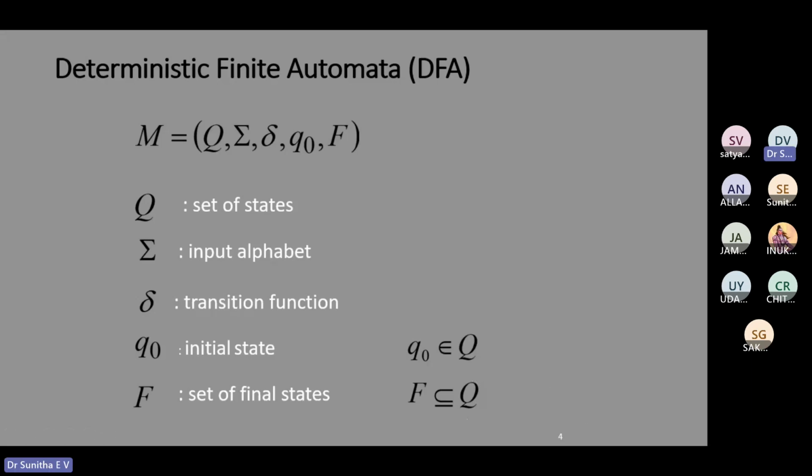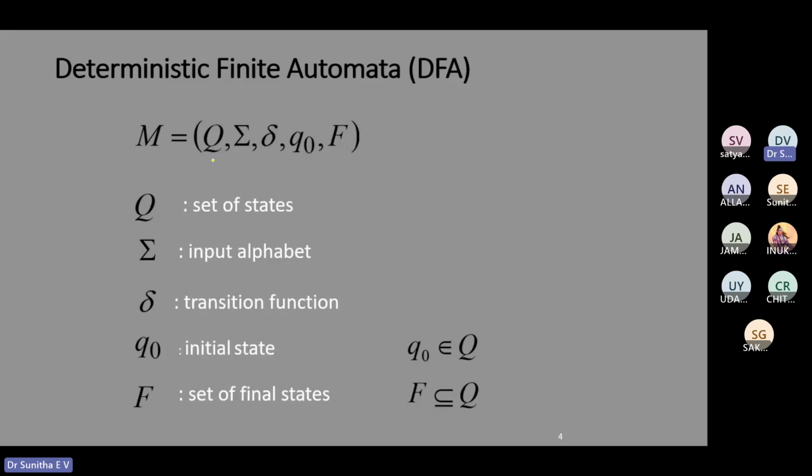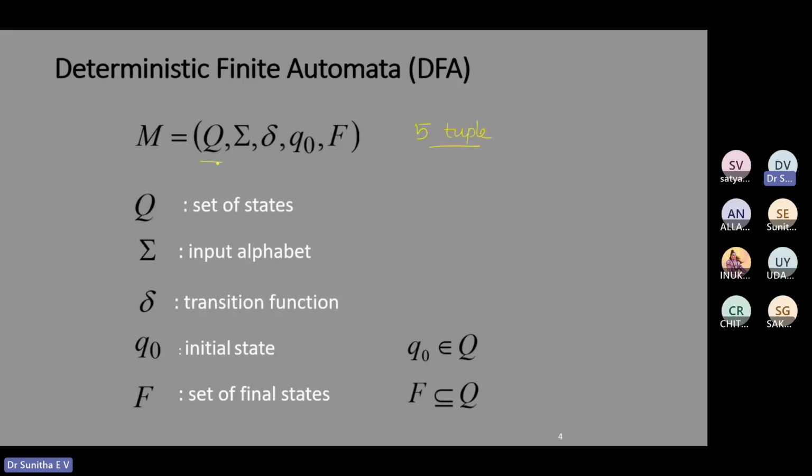So the DFA definition says like this. Any deterministic finite automata is represented as a 5-tuple. It's a tuple which has 5 elements. First element is Q, second is sigma, delta, Q0 and F. The first one, Q, is the set of states in the machine. The second one, sigma, is the alphabet that we use in the machine.